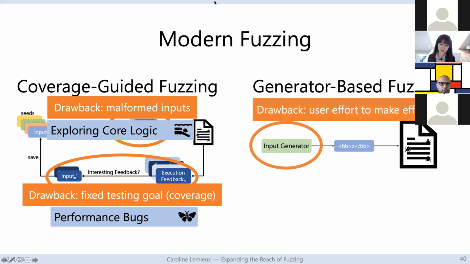And finally, generator-based fuzzing overcomes some of those issues, but it does require a lot of user effort to make a super effective generator for a program under test. So in the last part of my talk, I'll talk to you about ways that we can allow the user to just write a very simple, random-looking generator, but behind the scenes, we can learn distributions that make it more effective at testing and even program synthesis goals.